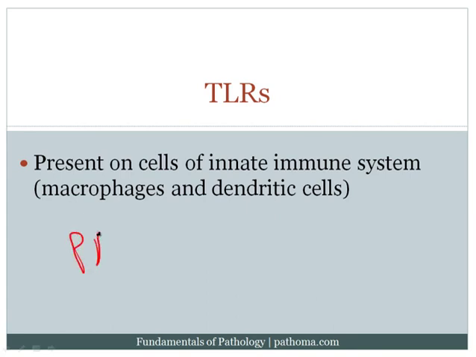PAMPs, pathogen-associated molecular patterns. These are patterns of molecules that are present on pathogens, and they're commonly present on pathogens. And the toll-like receptors, they recognize these general patterns, and when they see this pattern, that then lets the body know that there is an invader present within the body, and that turns on the acute inflammatory response.